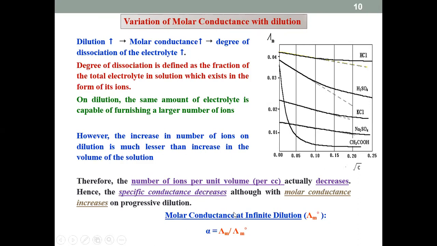Okay, and at any dilution, from here we can also derive the degree of dissociation for weak electrolytes: lambda m by lambda m naught, where lambda m is the molar conductance at any concentration, and lambda m naught is the corresponding conductance at infinite dilution. The ratio of them will give us by what factor the ions are increased. So that is the degree of dissociation basically.